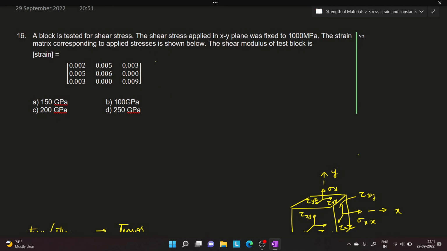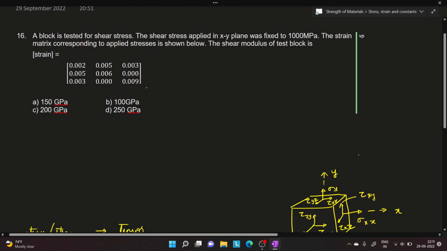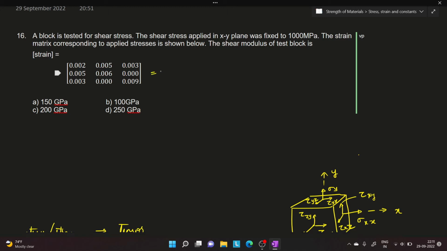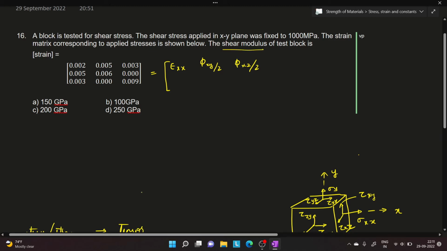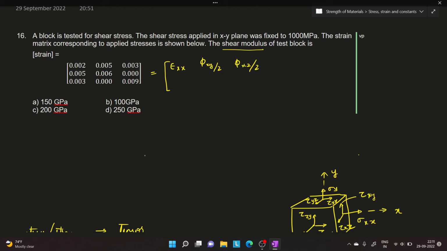So they have given the strain matrix or strain tensor. Let me just equate this to our known strain matrix, which is nothing but epsilon xx, phi xy by 2 and phi xz by 2. So I'll just go with the first row. Here they have asked me to calculate the shear modulus of the test block, right? So for the shear modulus I'm going to go with the xy plane. Any plane, I can go with any plane. Let me just make my life easier, I'll go with only the xy plane, right?